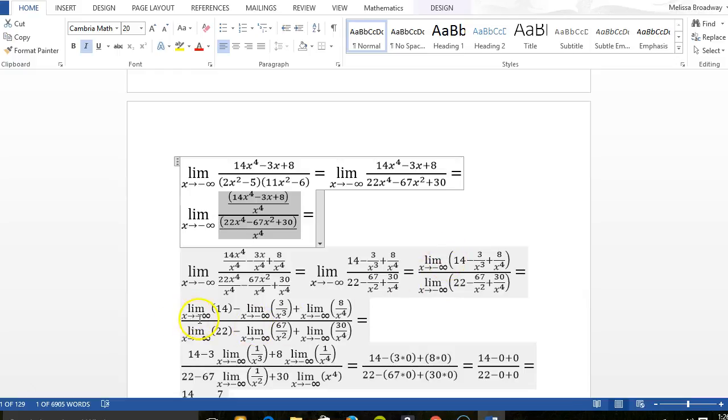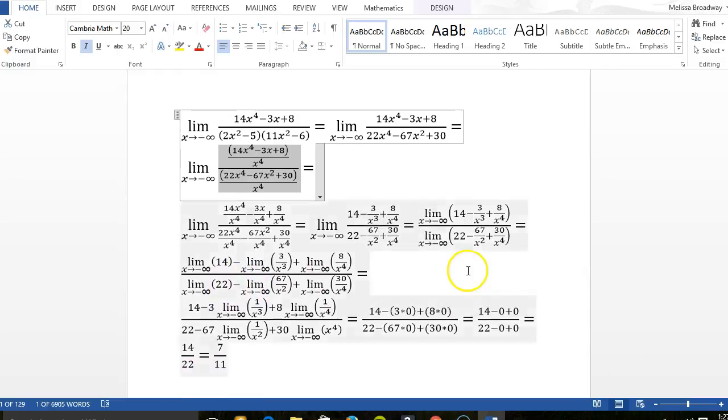And so we can break, now we break it up. The sum and difference of the limit is the limit of the sum and differences respectively. So we get this up here and down here. And then scrolling down, the limit as x goes to anything of just a constant is that constant. So 14 as is.